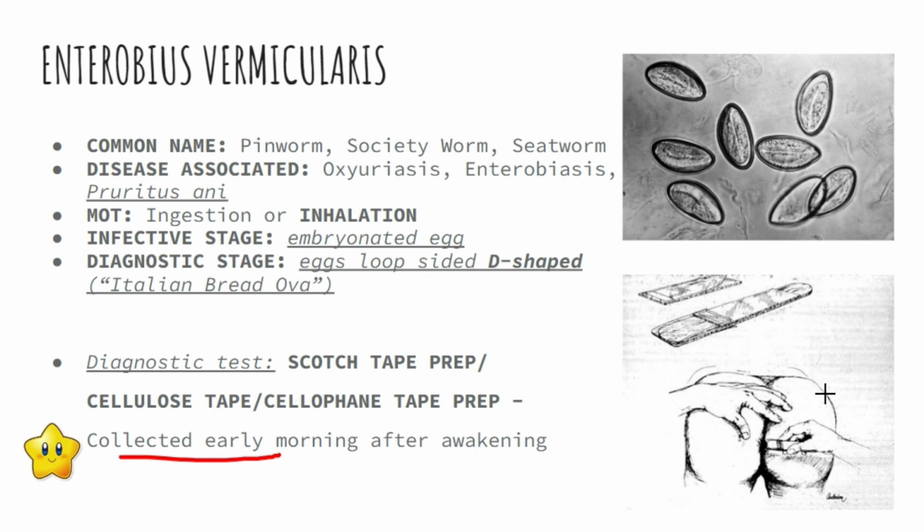Itong Scotch tape swab na to, typically ang gamit po dito, glass slides. So yung glass slides po na yan, lalagyan nyo po ng tape. Tapos yung tape na yon ididikit nyo po doon sa butas ng puwet mismo, dito. And then, titignan nyo po yan ngayon under the microscope para makita po itong loop-sided D-shaped egg po.